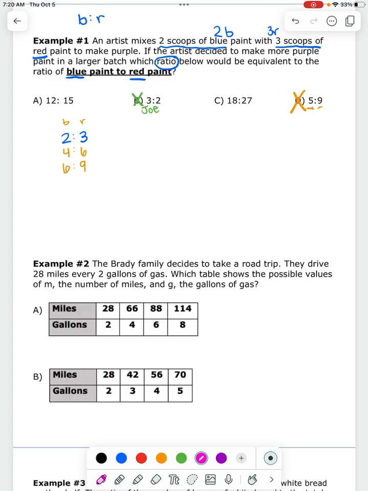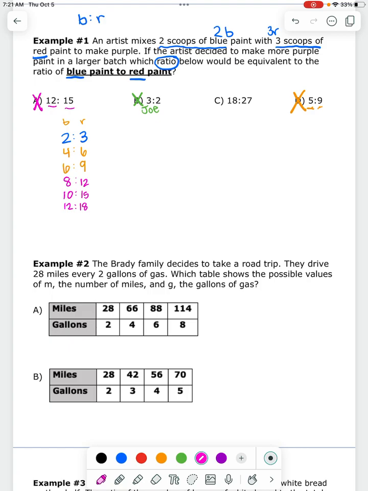All right, the next closest one would be 12. So let's skip count. 2, 4, 6, 8, 10, 12. Okay, let's see if that matches on the other side. I need a 15. So 3, 6, 9, 12, 15, 18. So 12, 15 is not quite right. I have 12, 18, so that is gone.